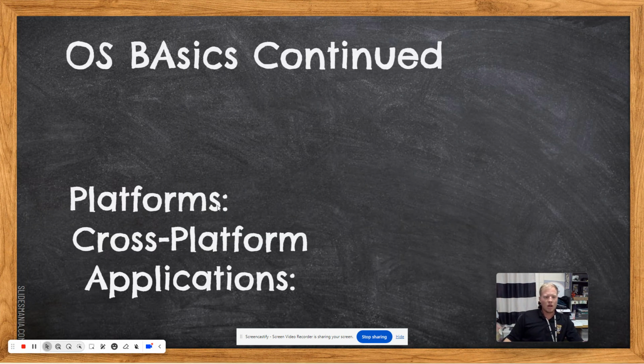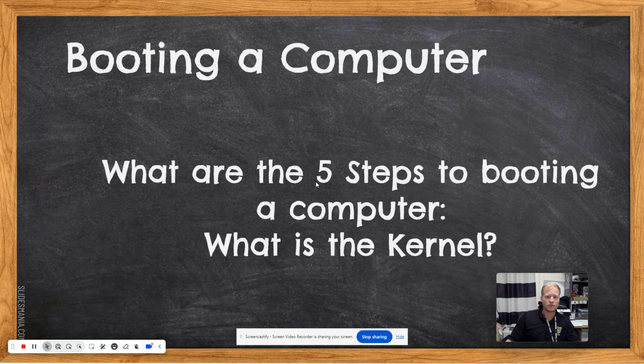Okay, when we're talking about this, there's a couple definitions you need to know. For example, I wanted you guys to define what a platform is. A platform is simply described as the operating system that a computing device uses. Cross-platform applications are applications that can be used on multiple operating systems. So I like to think of the idea of Apex, Call of Duty, or Fortnite. You can play those same games across different platforms or operating systems.